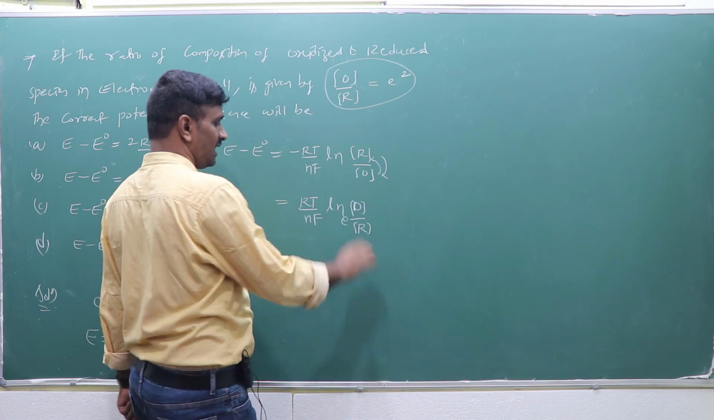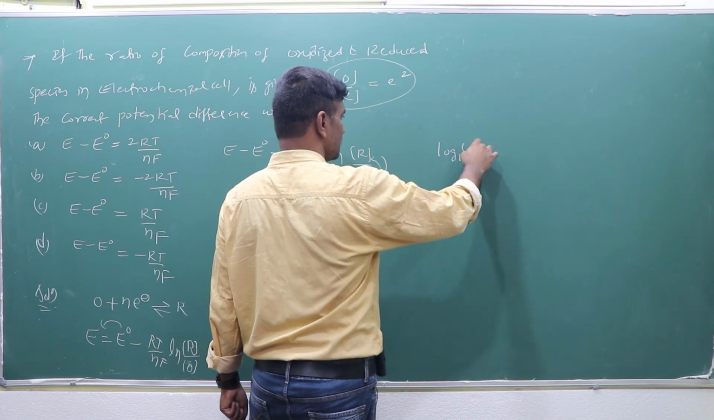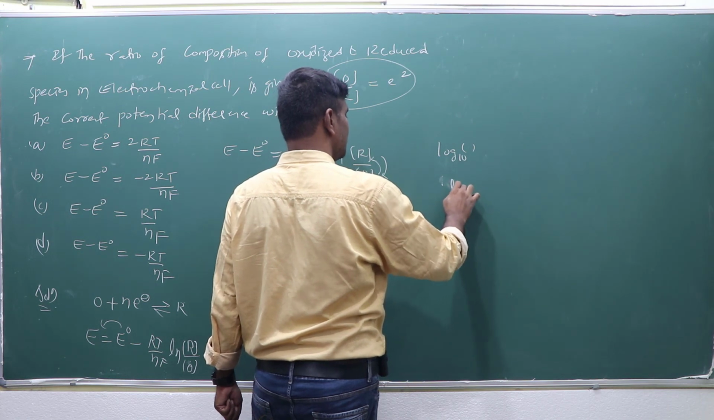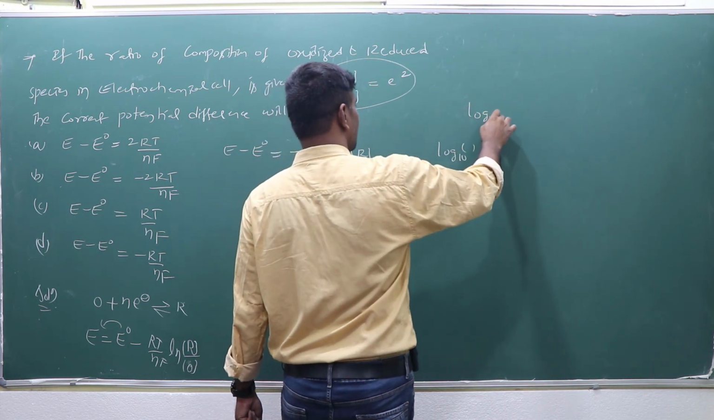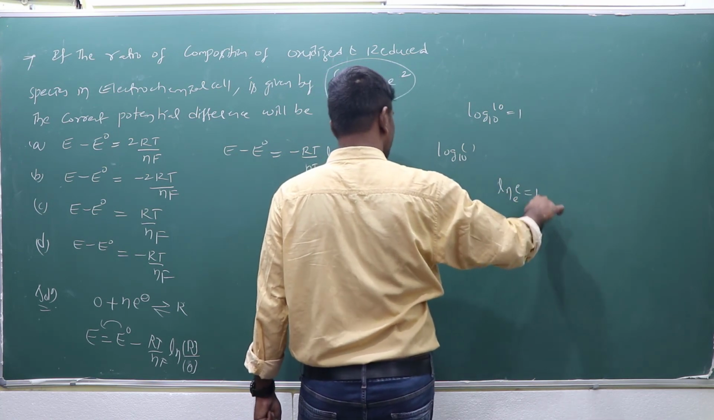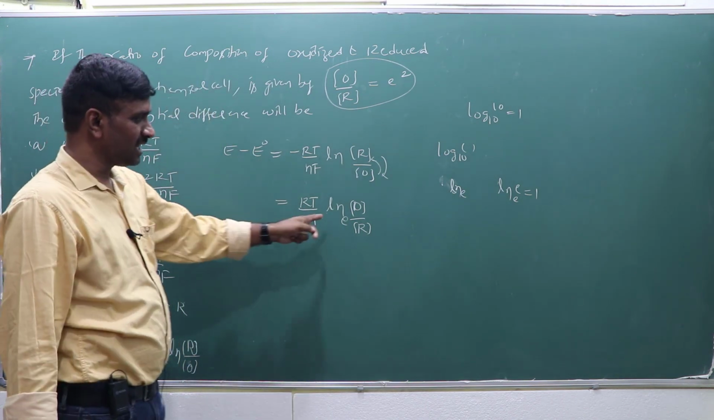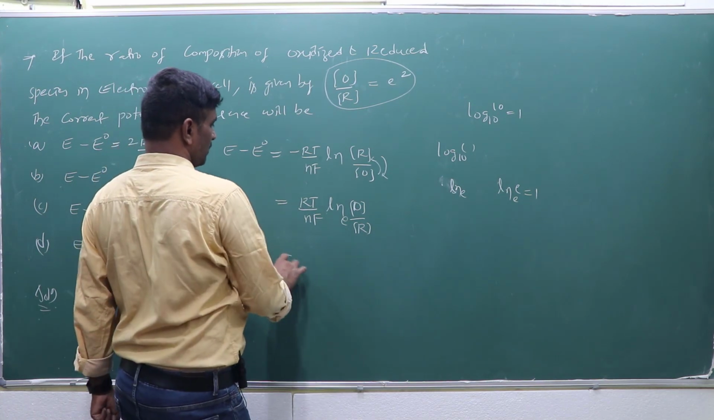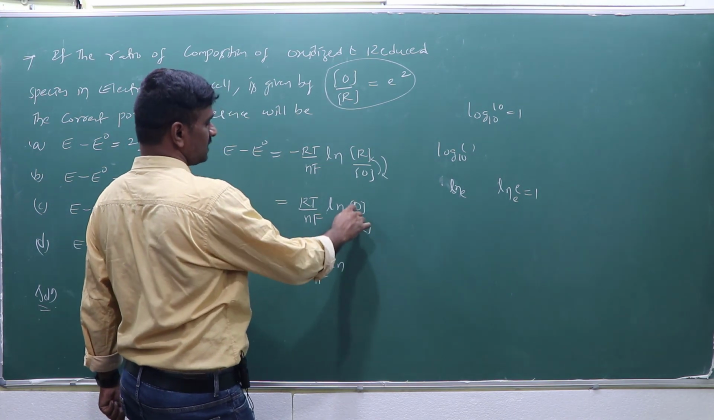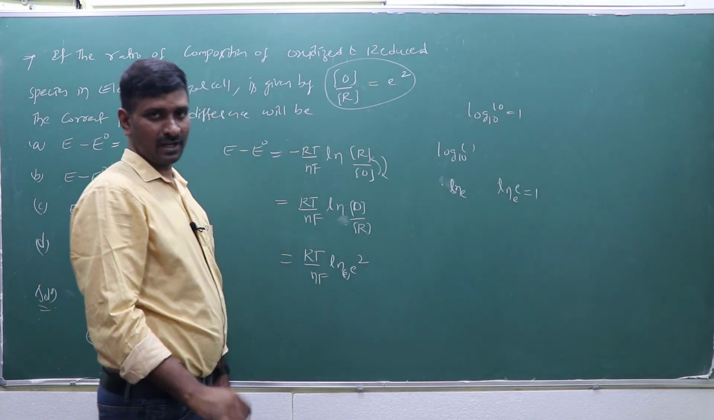And ln means ln base e, exponential. If it is log base 10, whatever it may be, that value is given as 1, 2, 3. So if ln is given, the base is e. And if log base 10 is there, that value is 1. Similarly, ln base e is there, that value is 1 in mathematics. Right? So similarly here, ln means exponential factor e. So RT by nF ln, this value is what? Exponential e squared, already base e, this value ln.